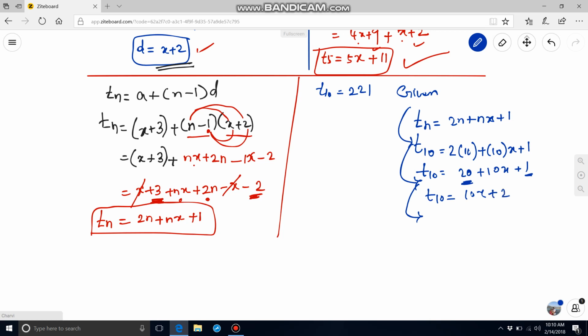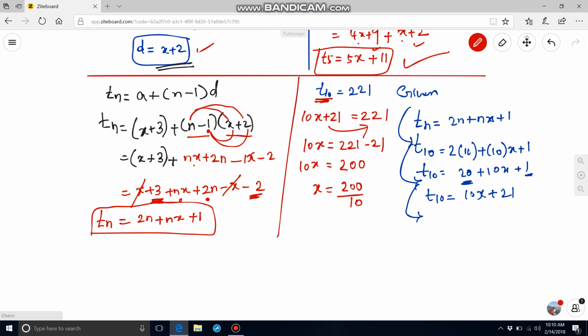So 10x plus 21. I am going to give this substitution in place of T10. I am substituting 10x plus 21, which is equal to 221. Now I am moving this term to that side, which is 10x equal to 221 minus 21, giving us 200. So x equals 200 divided by 10. By simplifying the fraction, we are getting 20. So the required value for x is 20 only.